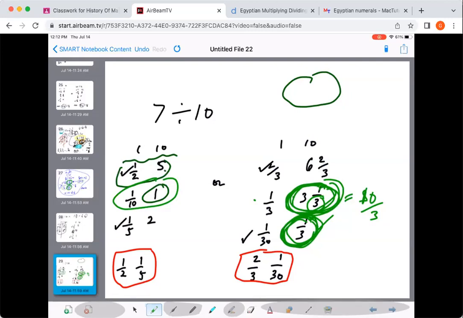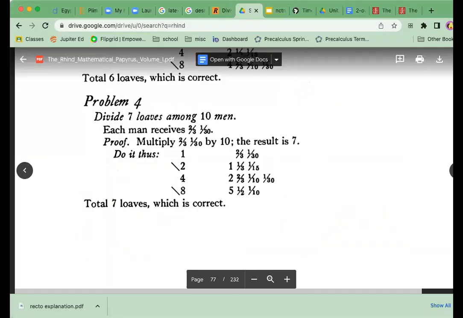I'll finish out today by showing you what the actual translation of the Rhind Papyrus looks like, and I'll send you a link to this also. So here's a different screen that has the PDF. Here's the question. You might wonder, which of the two answers did they use in the Rhind Papyrus?